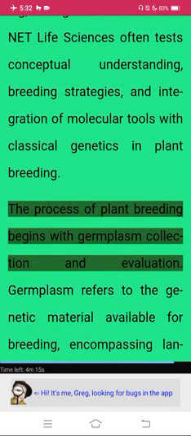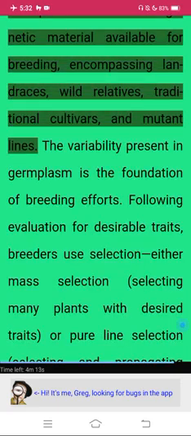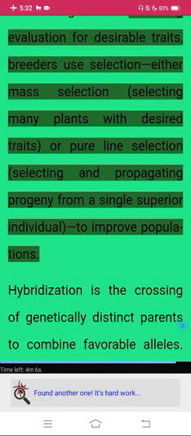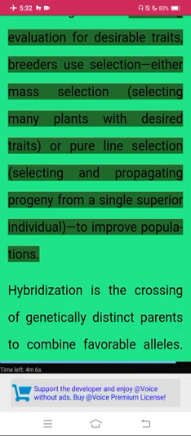The process of plant breeding begins with germplasm collection and evaluation. Germplasm refers to the genetic material available for breeding, encompassing landraces, wild relatives, traditional cultivars, and mutant lines. The variability present in germplasm is the foundation of breeding efforts. Following evaluation for desirable traits, breeders use selection, either mass selection, selecting many plants with desired traits, or pure line selection, selecting and propagating progeny from a single superior individual to improve populations.